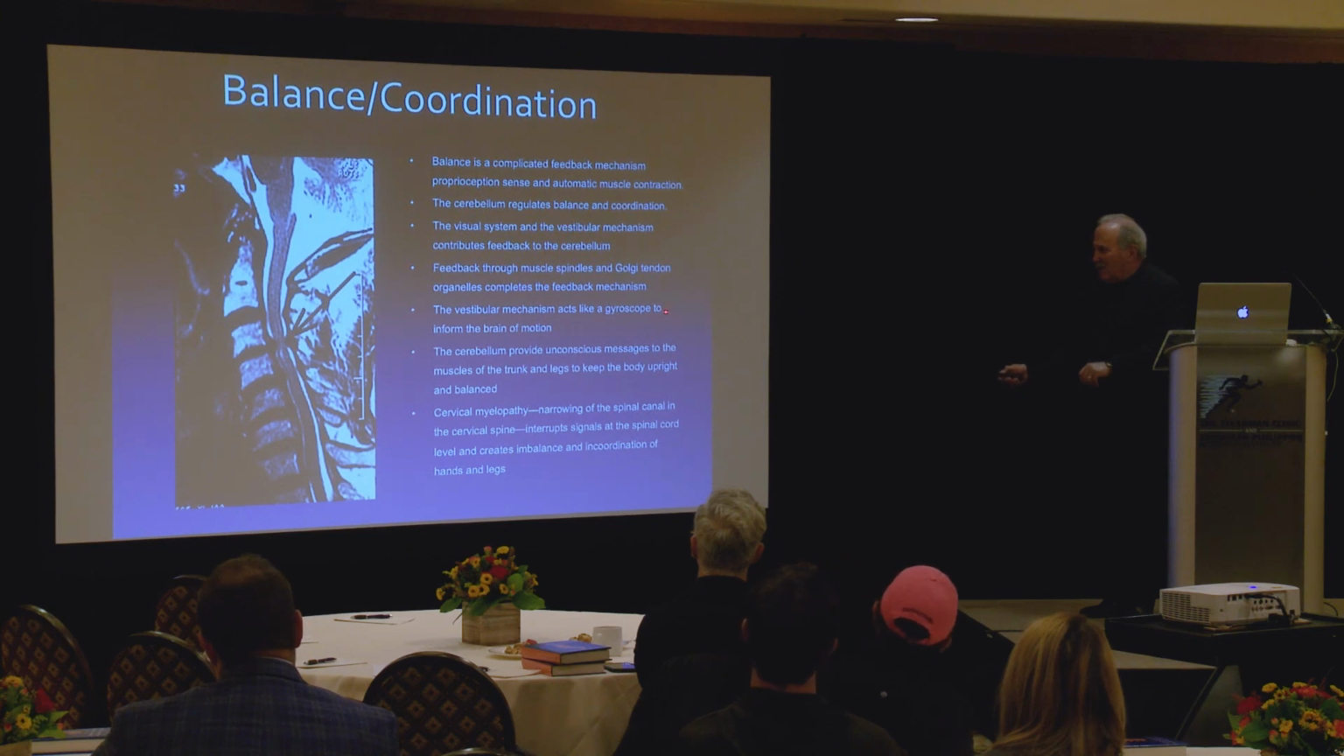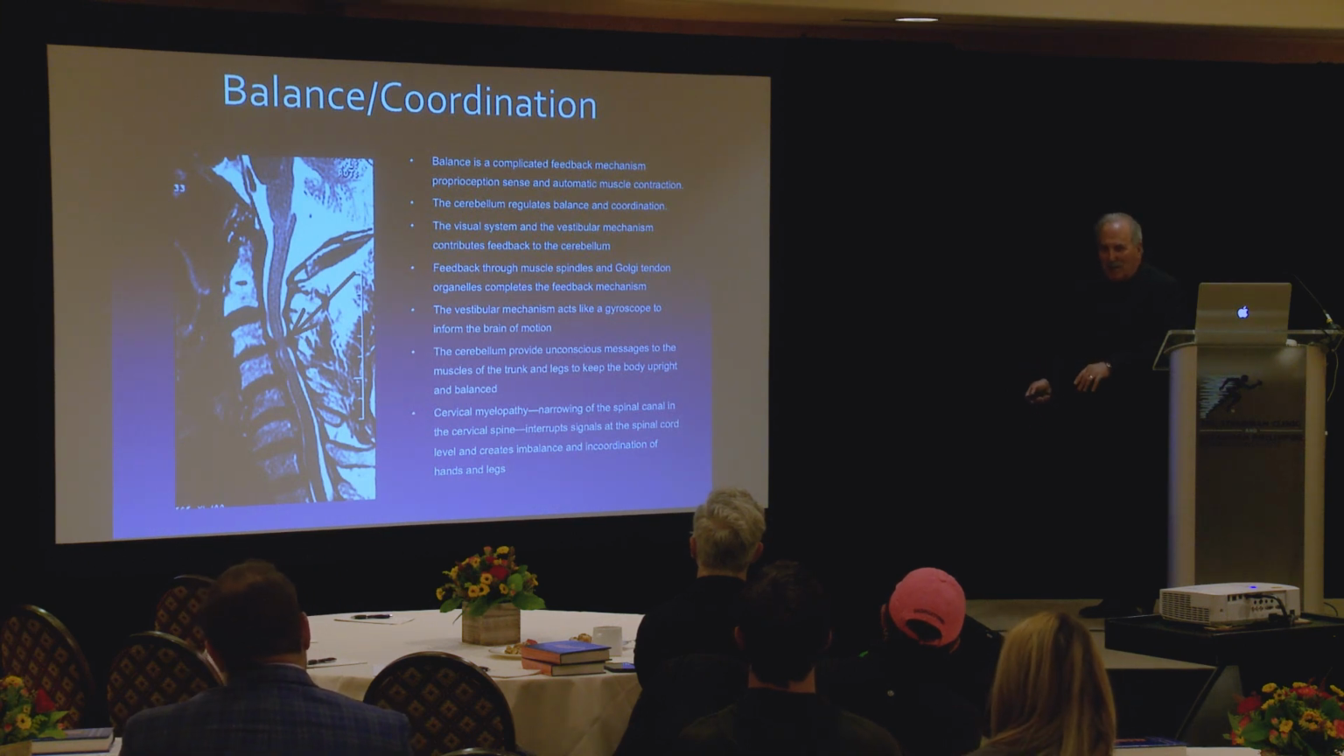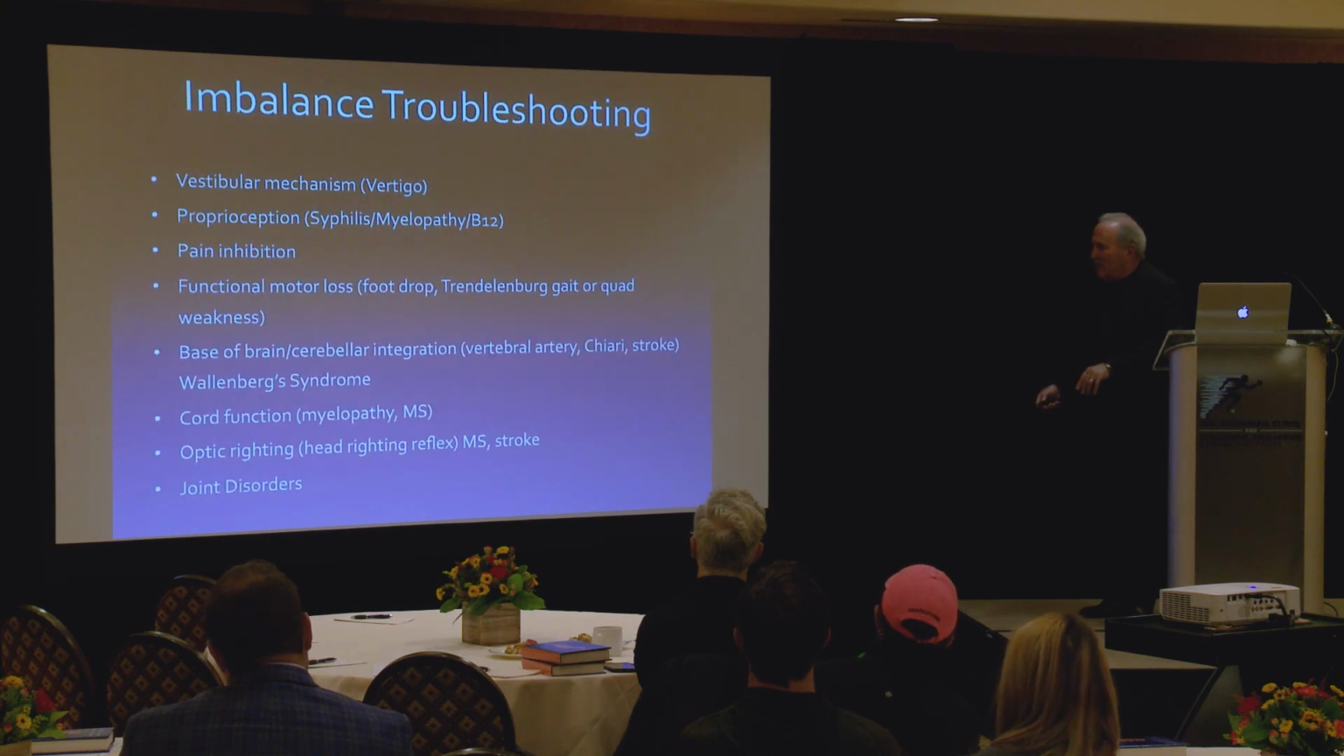And the vestibular mechanism acts as a gyroscope to inform the brain of motion. How does that affect vertigo? Can you get vertigo from myelopathy? No. That's going to be feedback problems with balance and fine motor skill. Vertigo is only going to come from the vestibular mechanism. And the cerebellum provides unconscious messages to the trunk and legs to keep the body balanced. So you have to look at all these things. This is not a course in vestibular mechanism and balance, but it gives you an idea of what's going on.